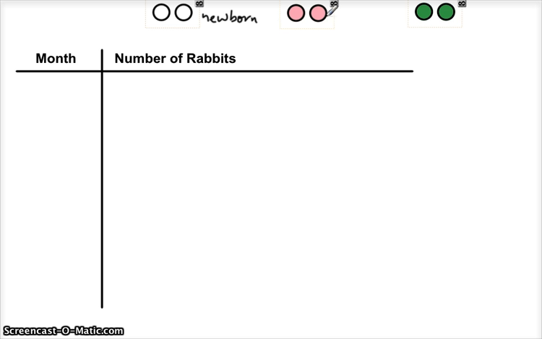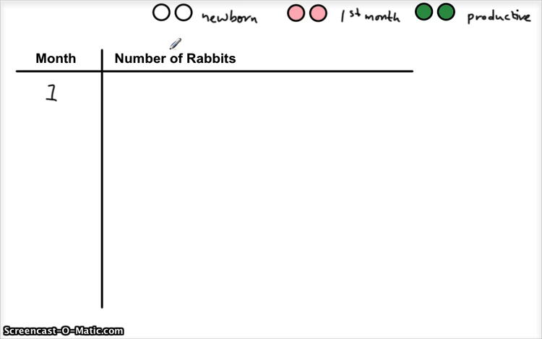Then with the pink circles, this means they're in their first month, so they're not yet ready to be productive, but they're pretty close. Because in the next month, they'll be green, which means that they will be productive. And the idea is that they'll continue to be productive while they're here. So they won't just produce another pair of rabbits once, but every single month they'll produce a new pair. So let's go ahead and get started, starting in month 1.